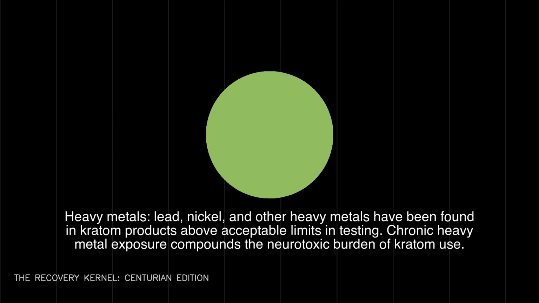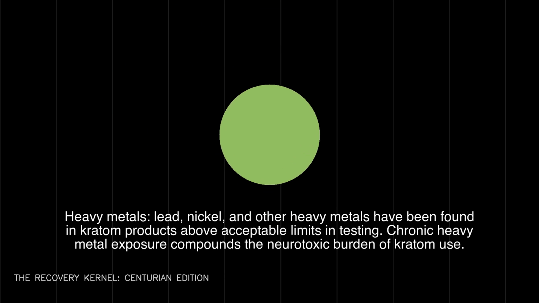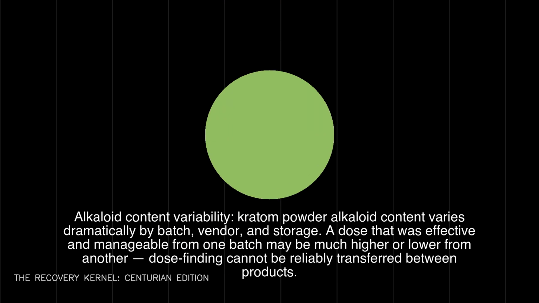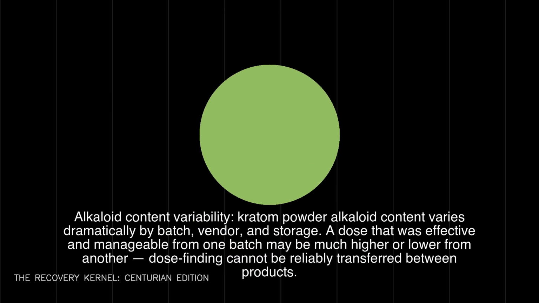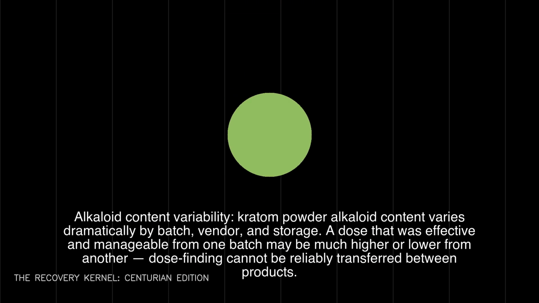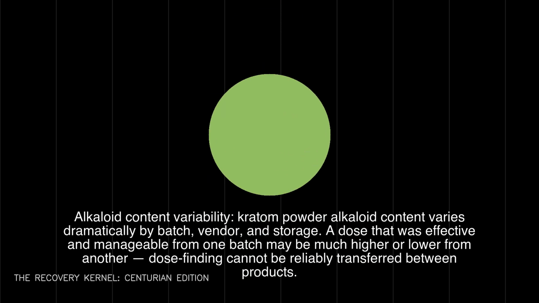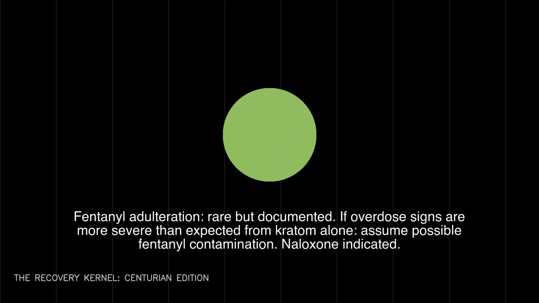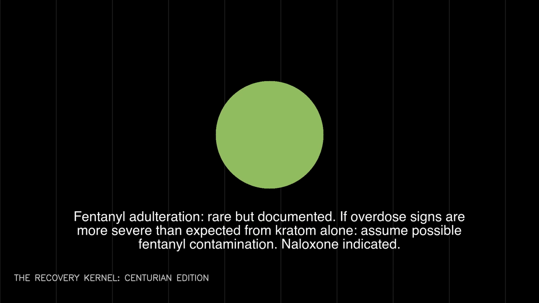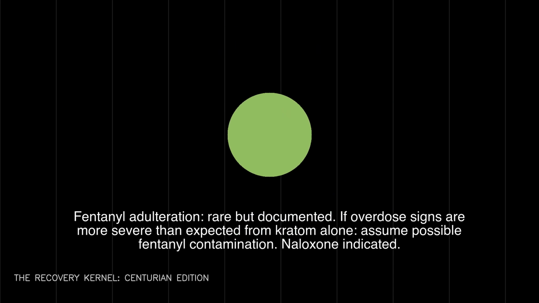Alkaloid content variability. Kratom powder alkaloid content varies dramatically by batch, vendor, and storage. A dose that was effective and manageable from one batch may be much higher or lower from another. Dose finding cannot be reliably transferred between products. Fentanyl adulteration, rare but documented. If overdose signs are more severe than expected from kratom alone, assume possible fentanyl contamination. Naloxone indicated.